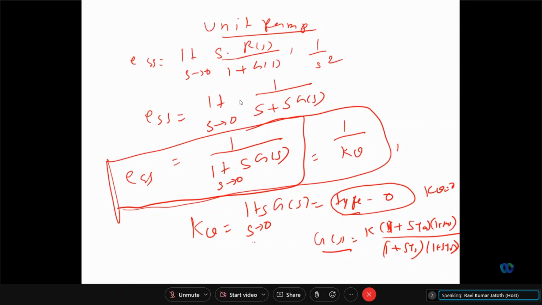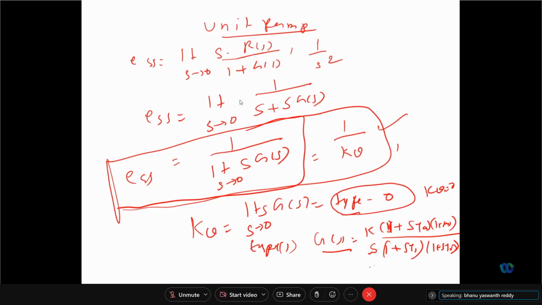Now, if it is a type 1 system, you will be getting S here. The moment you get S here, what is KV? K, constant. What is error? Constant. Error is 1 by KV, that is, 1 by K.